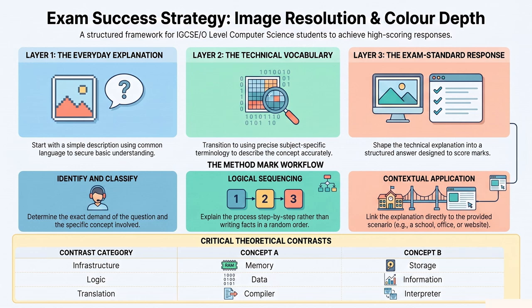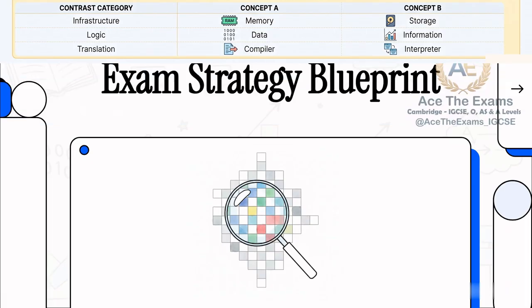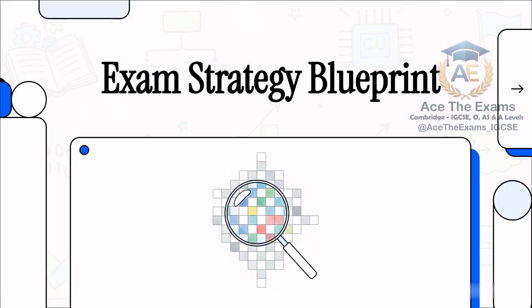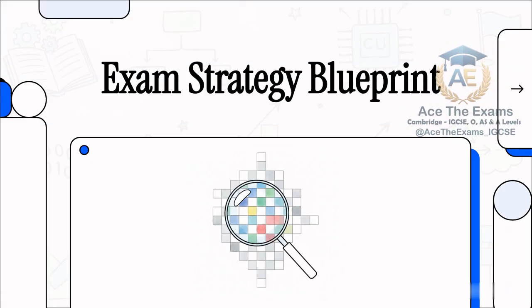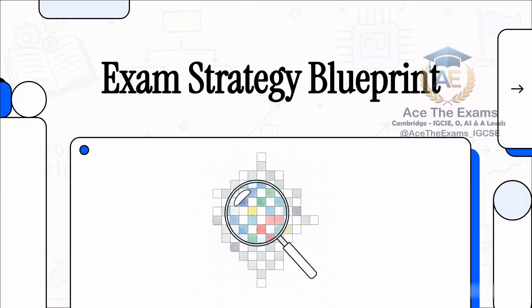Imagine for a second that you are a highly trained secret agent. Your mission? To infiltrate a highly hostile, rigorously guarded facility known as the exam hall and extract maximum marks from a Cambridge computer science paper in 20 minutes or less.